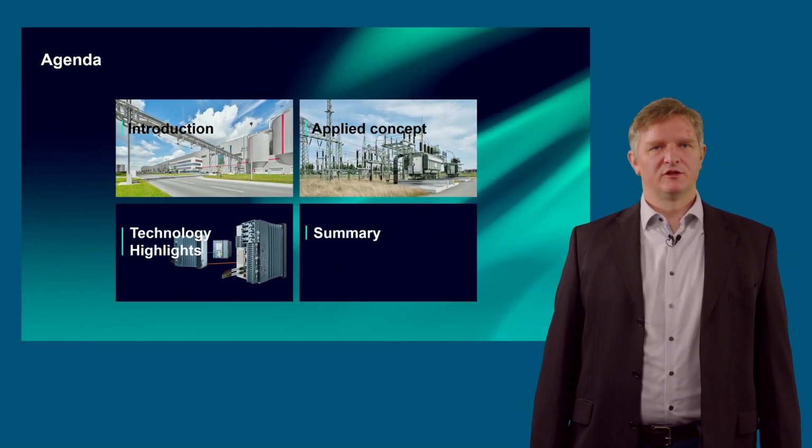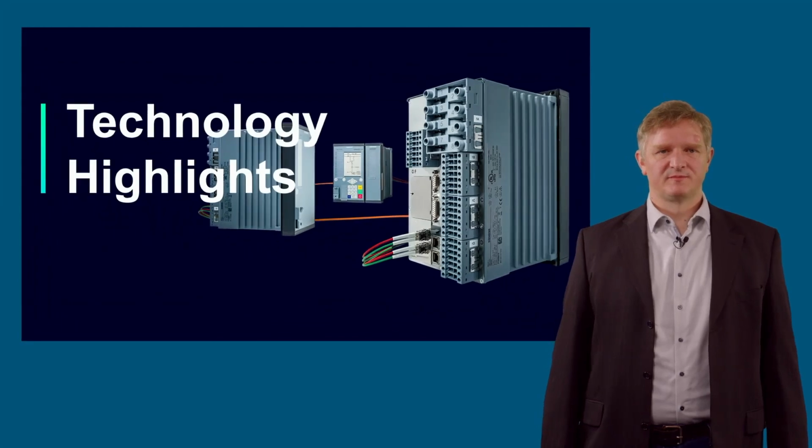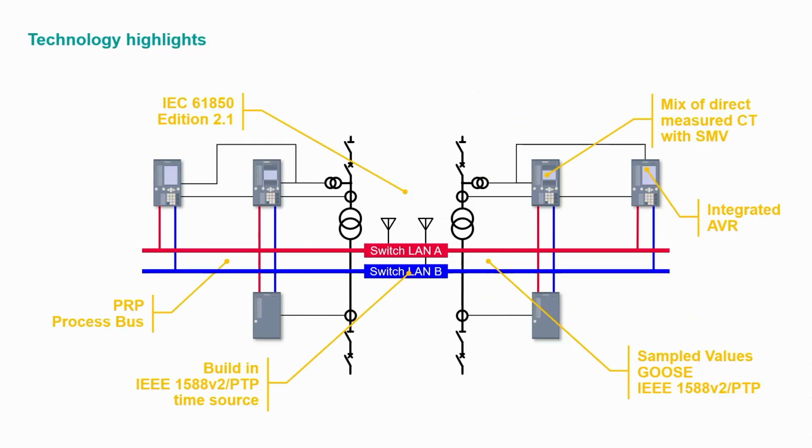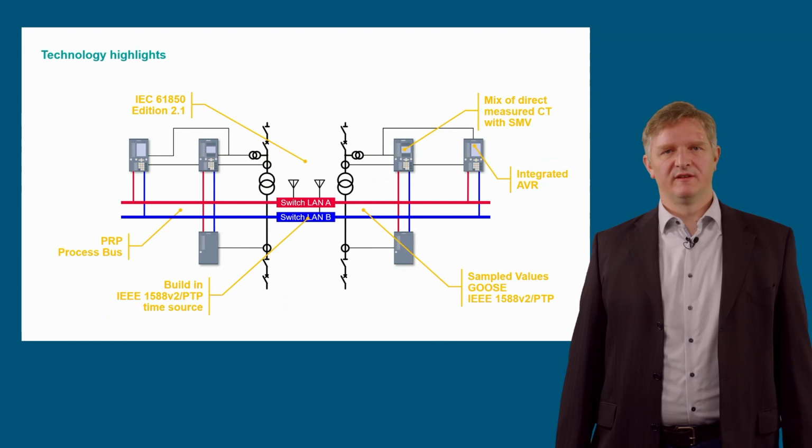What are the technology highlights used in this project? The process network itself consists of two Ethernet switches arranged as a PRP network. The special feature of the switches is the built-in IEEE 1588 Precision Time Protocol time source. This multifunctionality eliminates the need to install dedicated global navigation satellite system-based PTP time servers to provide the necessary high accuracy sample and time synchronization of process bus systems.